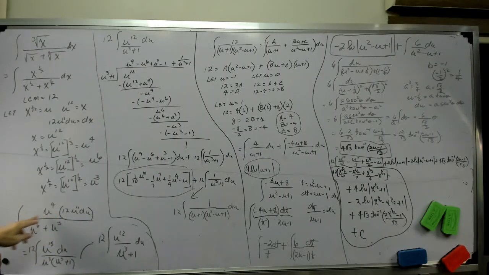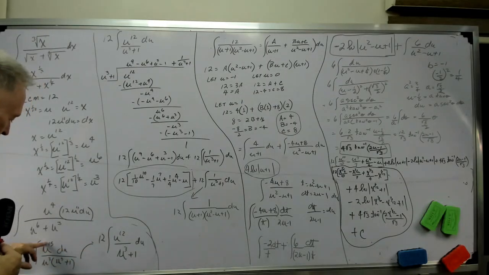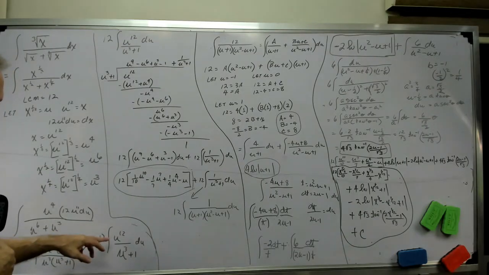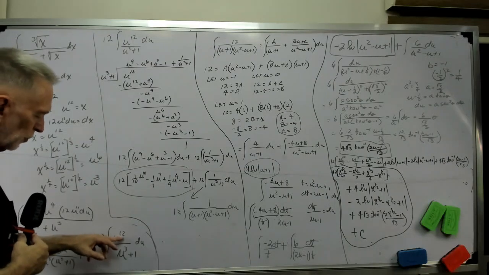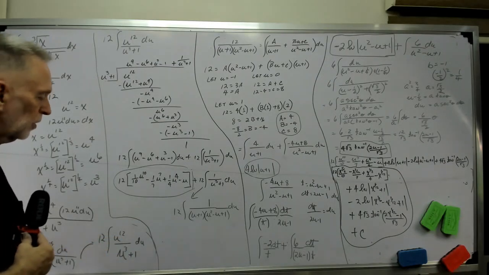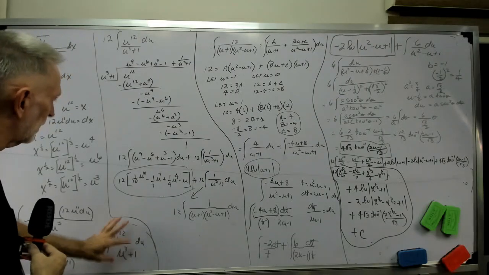Okay, so take the 12 to the outside, u to the 4th times u to the 11th is u to the 15th. Factor a u cubed out of this denominator, so that gives me u cubed times the parentheses of u cubed plus 1. And then if I divide u to the 15th by u cubed, that's 15 minus 3, which is 12. So 12 times the integral of u to the 12th over u cubed plus 1, du. I'm going to take that up here.